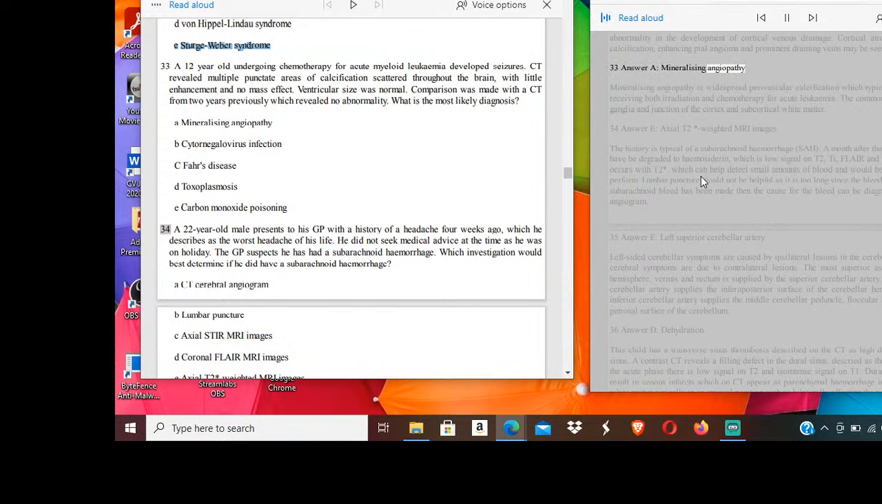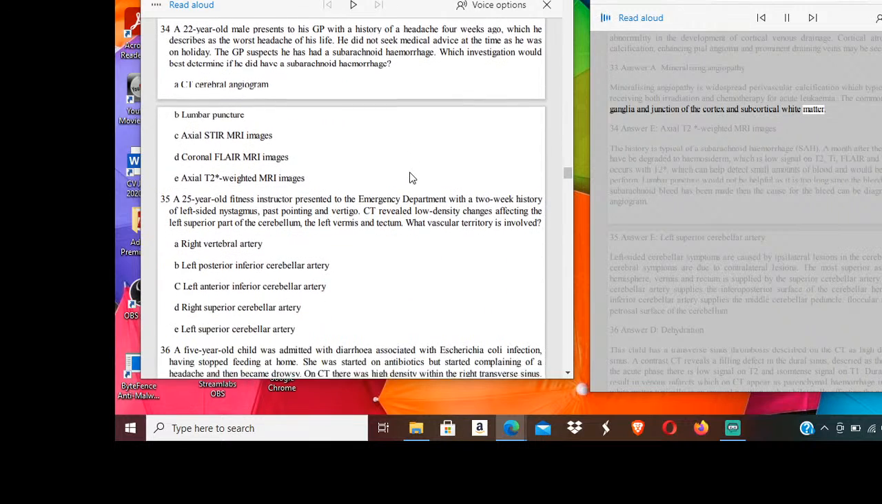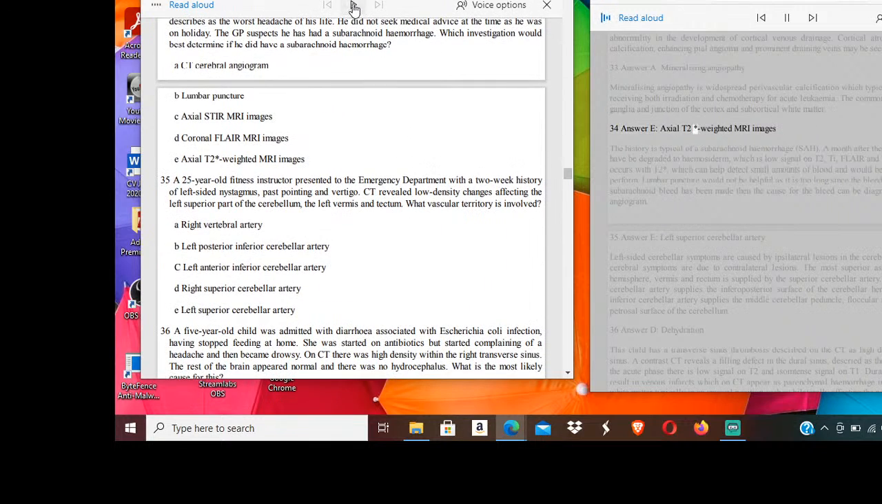34. Answer A. Mineralising angiopathy. Mineralising angiopathy is widespread perivascular calcification which typically occurs in children receiving both irradiation and chemotherapy for acute leukemia. The commonest sites include the basal ganglia and the junction of the cortex and subcortical white matter.